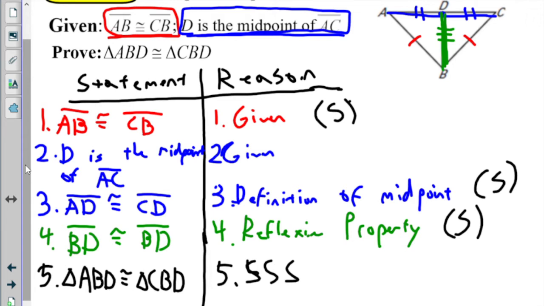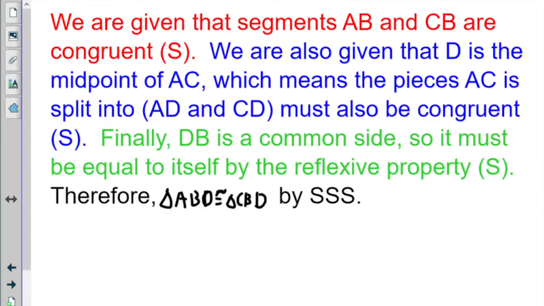So here's how that same proof looks in a more paragraph structure. You do not have to write this down. Just read it and observe, follow along with the steps that we used, and kind of verify to yourself that this is the same proof, just written differently. We are given that segments AB and CB are congruent. Notice once again that I use that capital S to mark, in parentheses, oh, I have a pair of sides. We are also given that D is the midpoint of A to C.